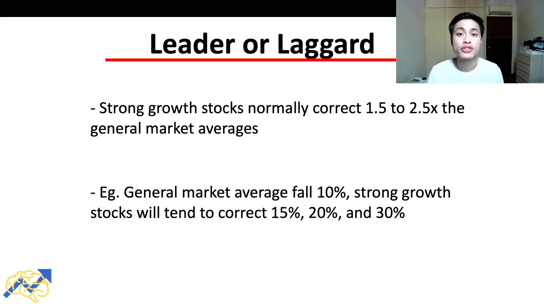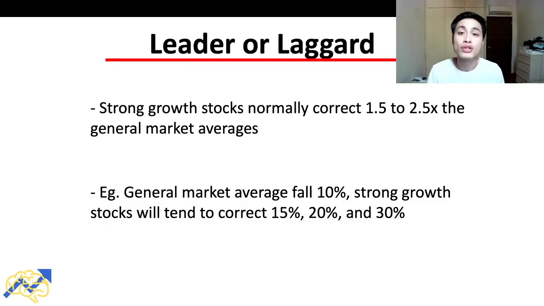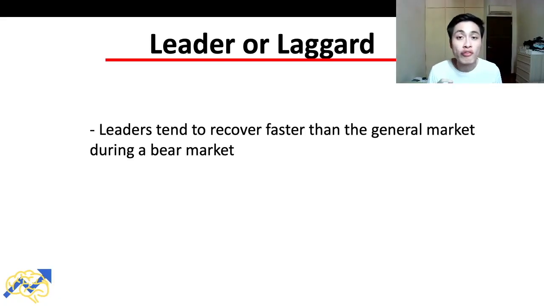So for example, in a downtrend, the general market average will fall 10%, but these growth stocks will tend to correct 15, 20, or even 30%. So that is something to pay attention to. But with that said, these stocks which are leaders tend to recover faster than the general market during a bear market.